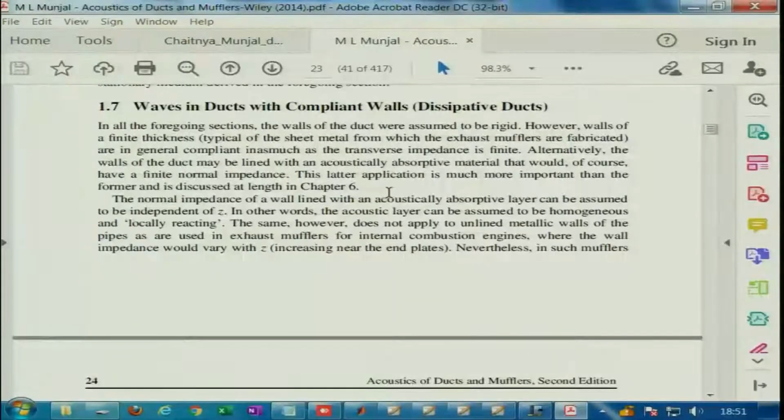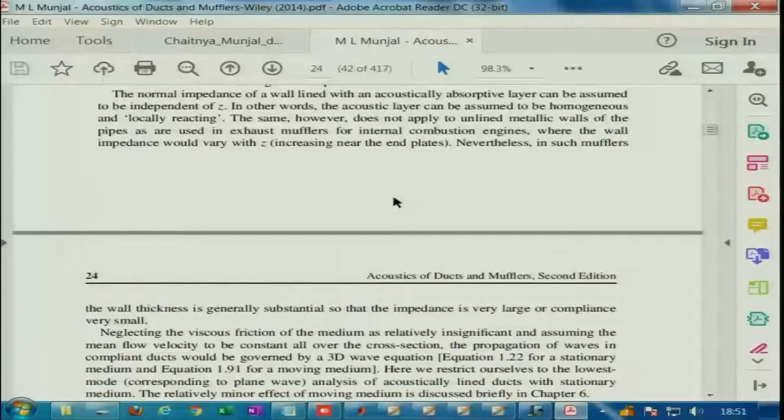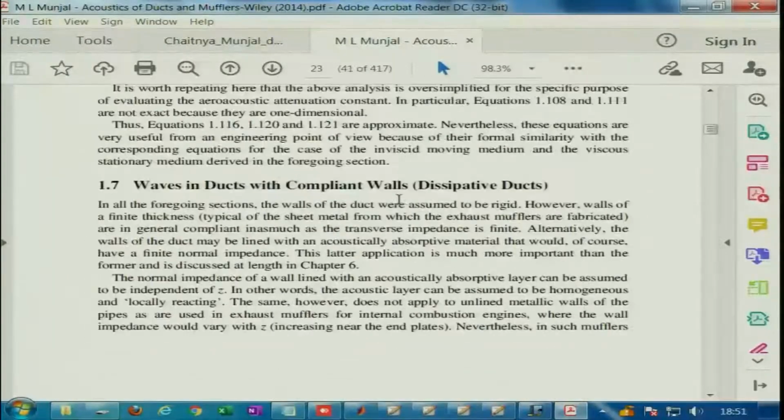But the purpose of this lecture is to give you a very brief introduction on the dissipative or the lined muffler concept, that will be covered later. Right now, what I will present is just a small introduction. For that I will refer to the book on acoustics of ducts and mufflers by Munjal. There are different models to analyze a lined muffler or dissipative muffler. This is the first time we are discussing this.